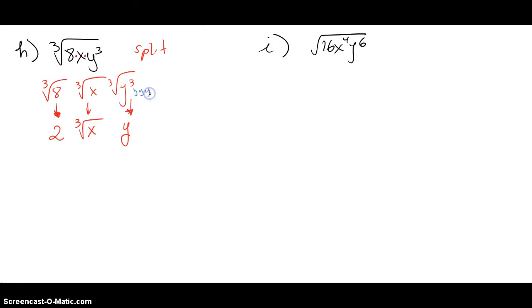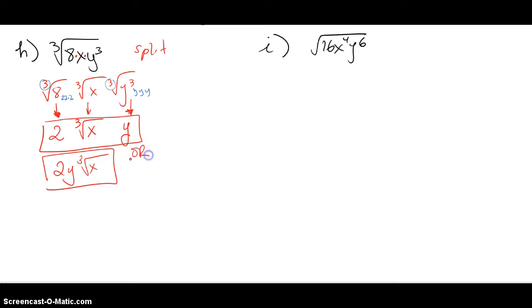I have y, y, y, and since it's a cube root, 1 of 3 pops out. Just like here I have 2, 2, 2 multiplied, and because it's a cube root, only 1 two pops out. So my final answer is 2 cube root of xy, or often you put the ones that popped out of the radical first, and you put the radical last. Either one is okay.